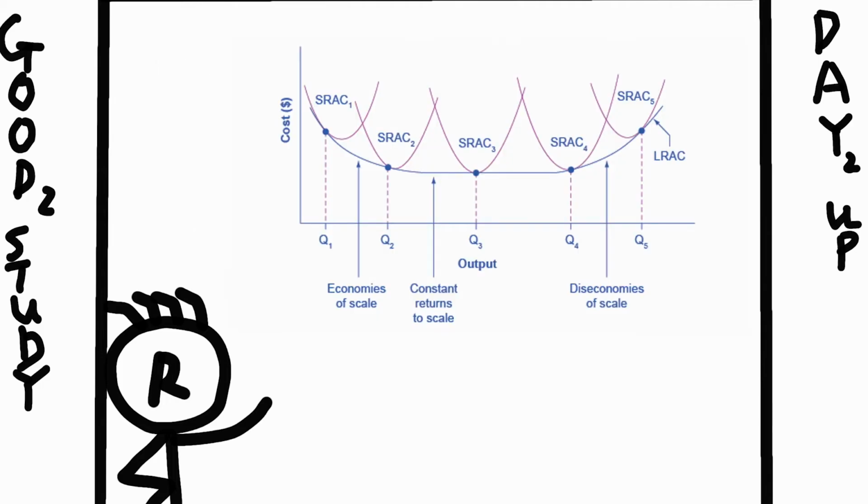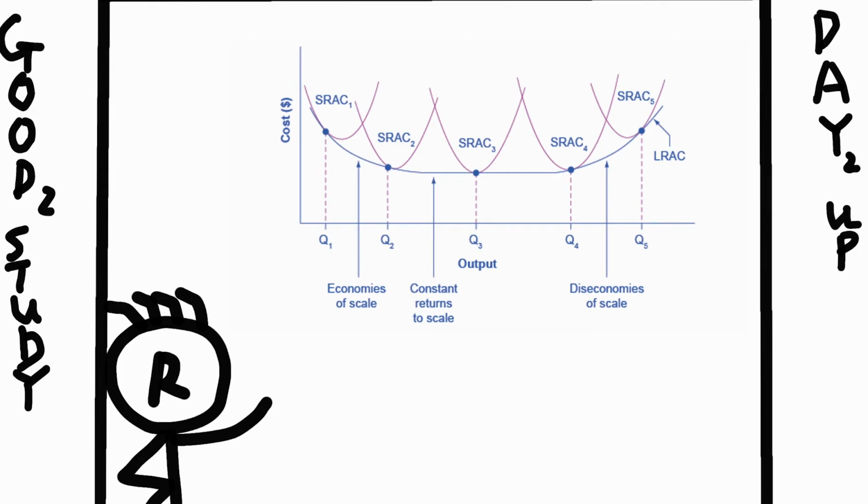So this graph shows you the long run average cost curve versus the short run average cost curve. LRAC stands for long run average cost and SRAC stands for short run average cost. But why do we have multiple short run average cost curves but only one long run average cost curve? That is because, remember, in the short run, labor is changeable but capital is fixed. So for every level of capital input, you get a new short-run average cost curve.